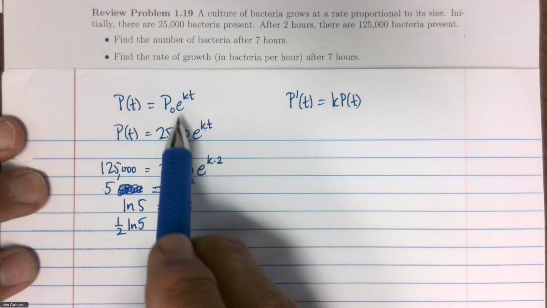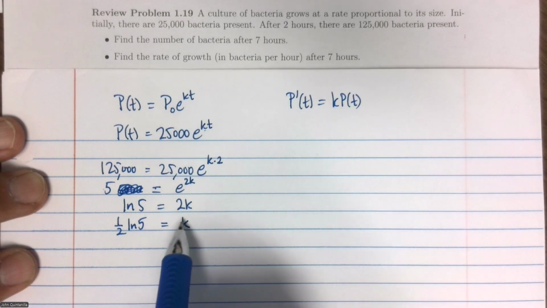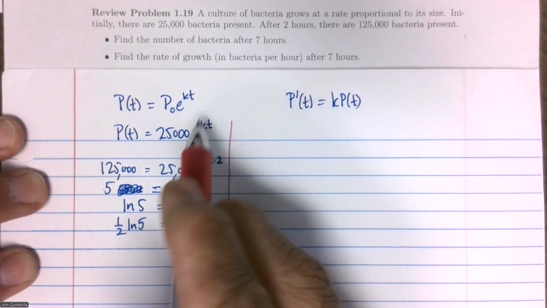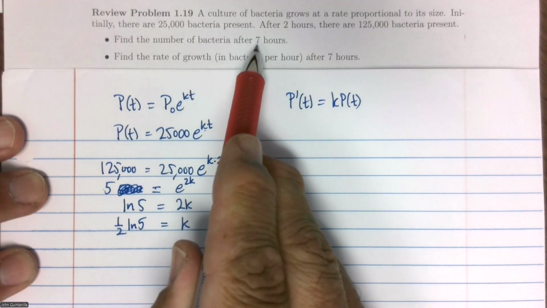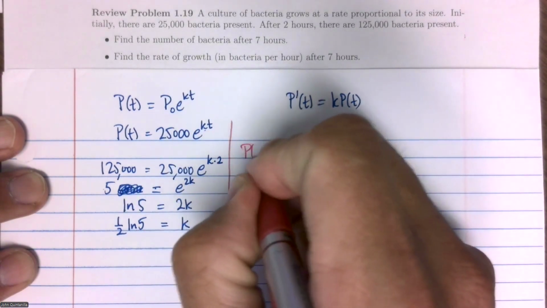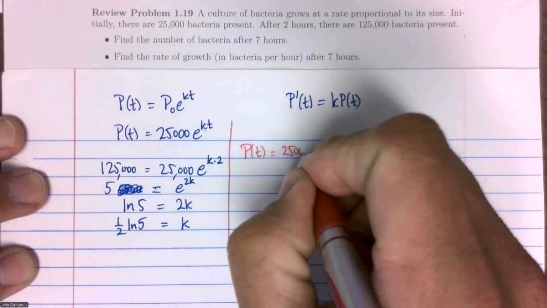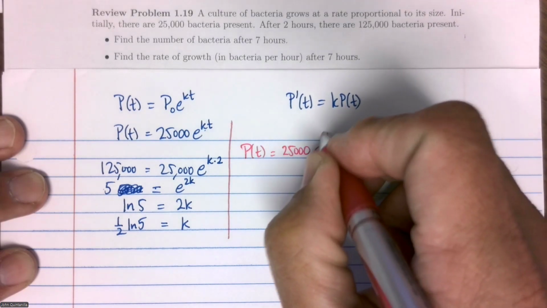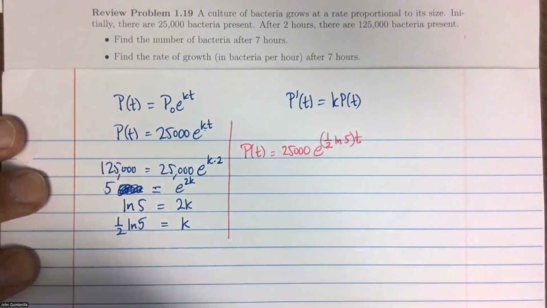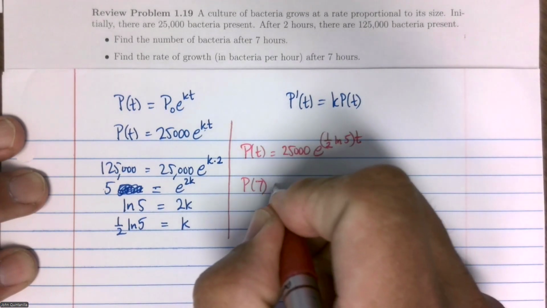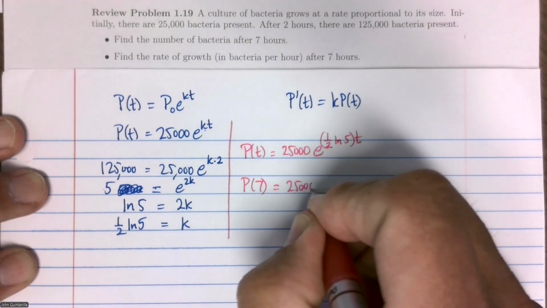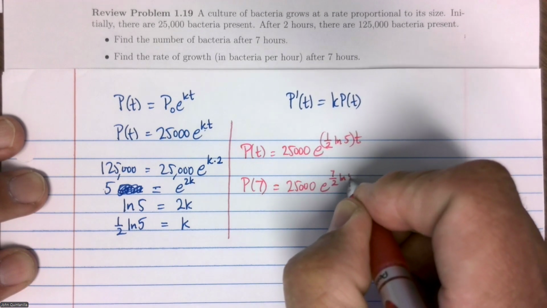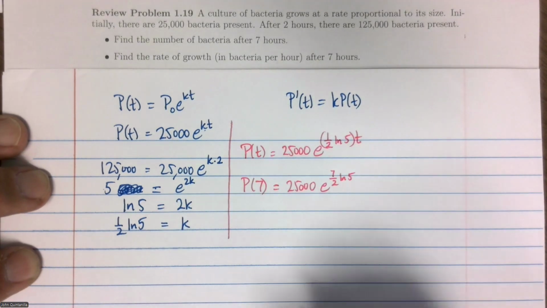Okay, so now we have our constant K and we have our proportionality P. So now we can switch over and start talking about our two problems. Find the number of bacteria present after 7 hours. So P of T is equal to 25,000 times e to the 1/2 times the natural log of 5 times T. And so P of 7 will be 25,000 times e to the 7/2 times the natural log of 5. And so that is going to be the answer.